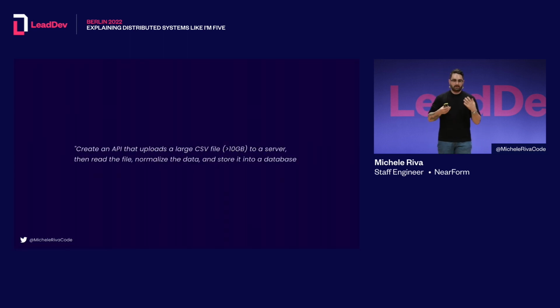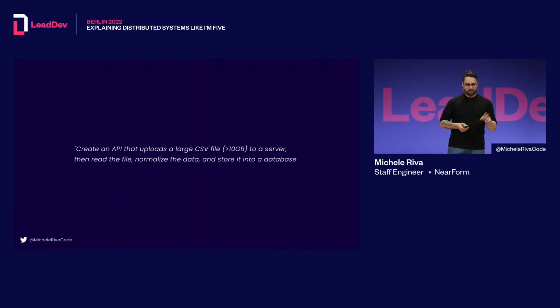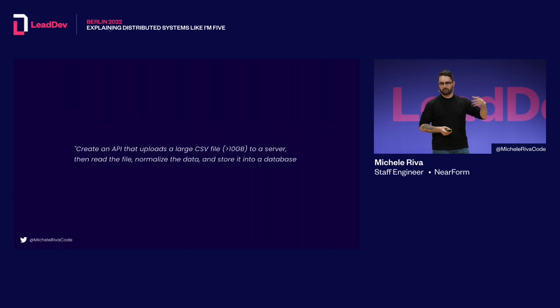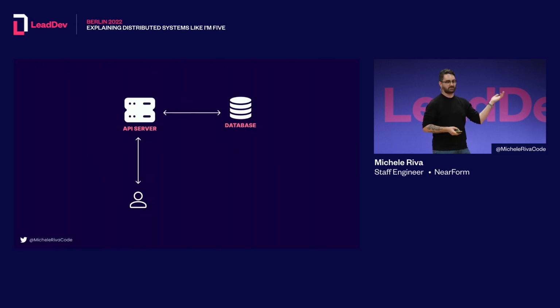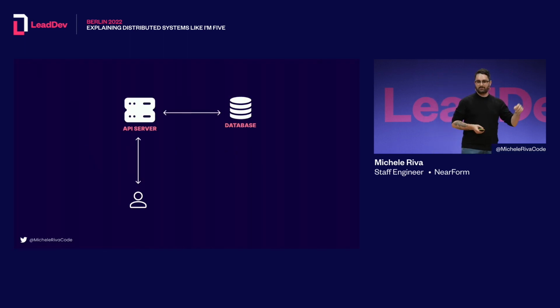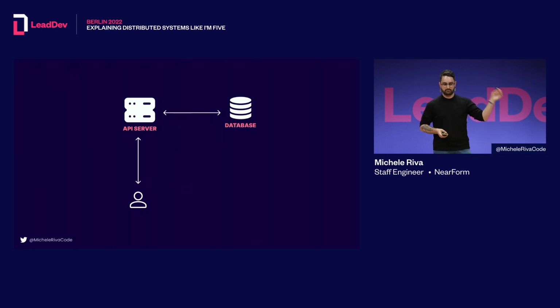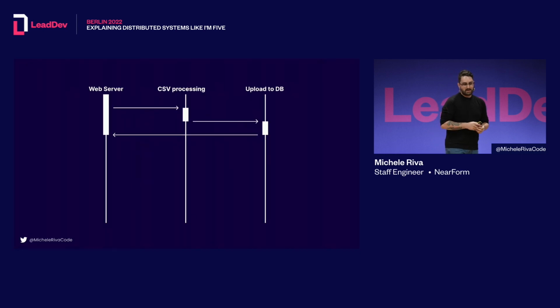We asked the people in the course to create an API that uploads a large CSV file, let's say greater than 10 gigabytes in size, to a server, then reads the file, normalizes the data, and stores the data into a database. Of course, these are junior developers, so they started with the most simple architecture ever. An API server: you make a request, you put some data, the server starts to send data to the database, etc. If you visualize that in a different kind of diagram, you start realizing how synchronous this is and how dangerous this can be.